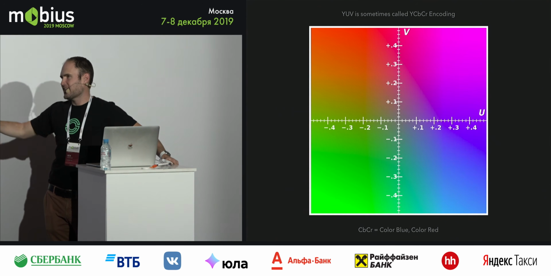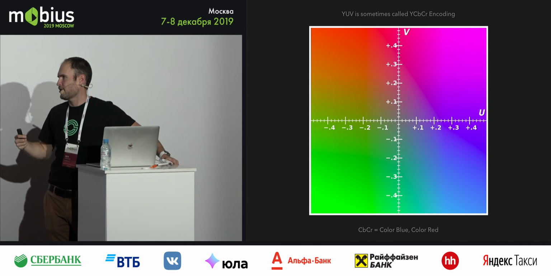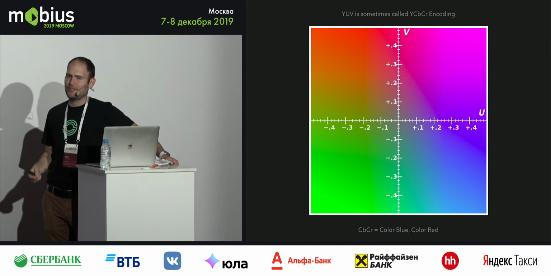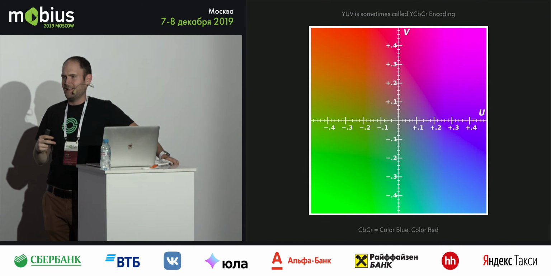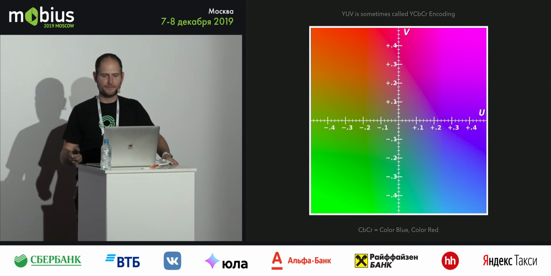If you'll notice, sometimes it's referred to as YCbCr. Cb stands for color blue. Cr stands for color red, which are the two axes here. So unless you talk to an image processing nerd, they mostly mean the same thing, and they're used interchangeably.